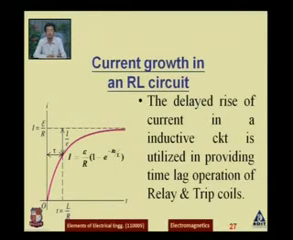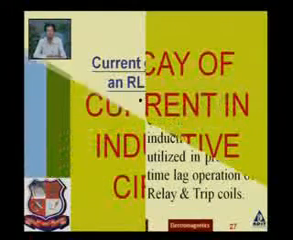So that is the practical application of the inductor circuit: the inductor provides some time delay, and by using this time delay the electrical engineer can design a relay or a trip coil. So what is the function of a relay? A relay will sense the fault and send a signal to the circuit breaker. According to this relay operation we can do the breaking of the circuits.